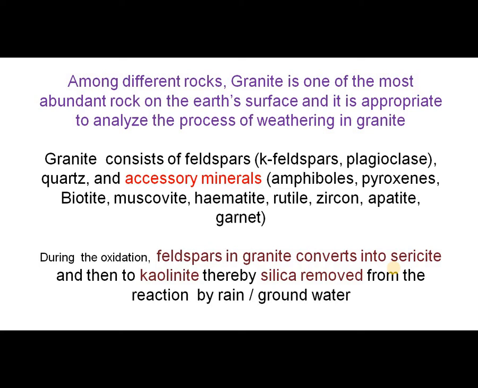During the oxidation process in weathering, feldspars in granite convert into sericite and then to kaolinite, with silica removed from the reaction by rain water or groundwater. That means during the process of weathering, especially the oxidation process, feldspars convert into sericite, then sericite into kaolinite, then silica is removed from the reaction.